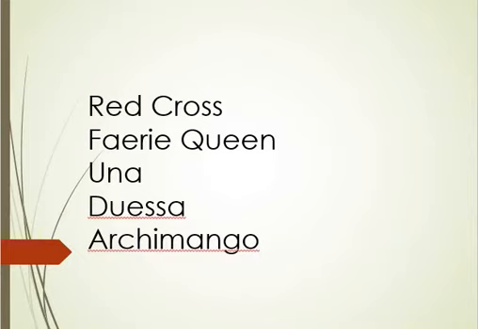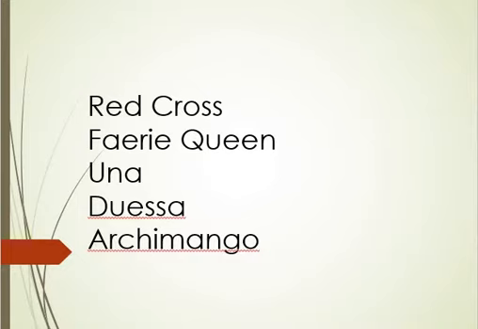The next character is the Faerie Queen. In this poem, it is the Faerie Queen who assigned the task to fight with the dragon. Here the Faerie Queen does not appear in the poem, but she is the central character of the poem. Now we are going to discuss the next character, that is Una. Una is the future wife of Red Cross. She represents the truth, while the next character is Duessa. We can say that Duessa is the main villain of the poem. Duessa is the opposite of Una and represents falsehood.